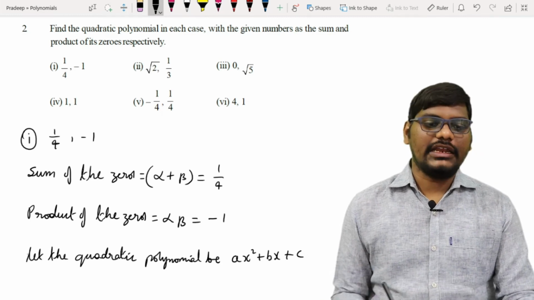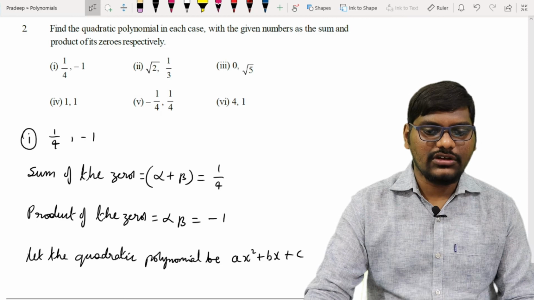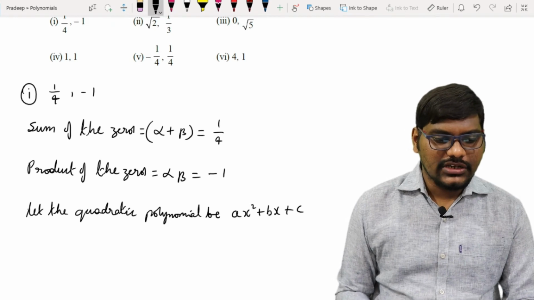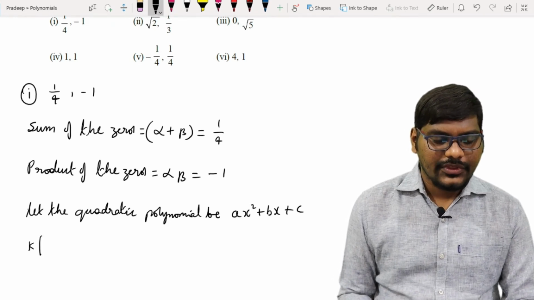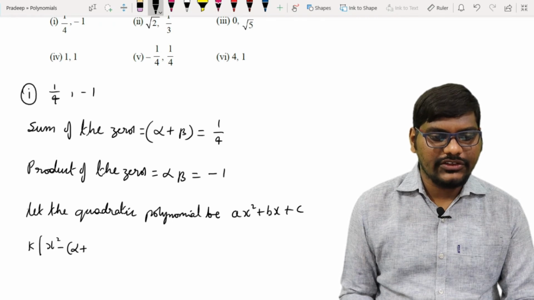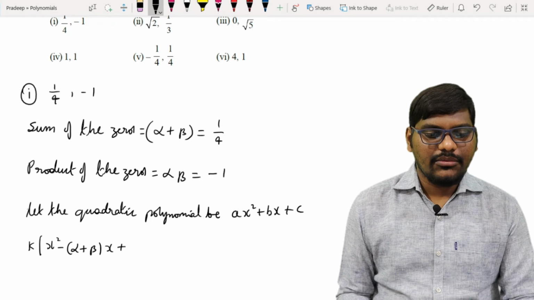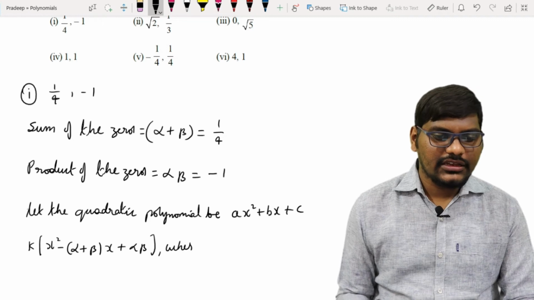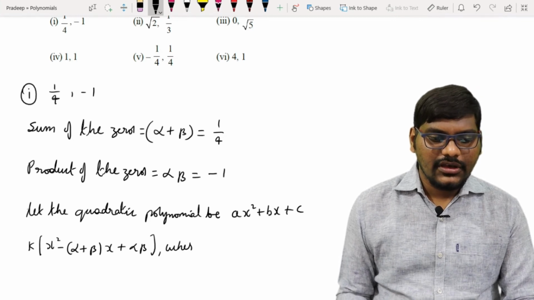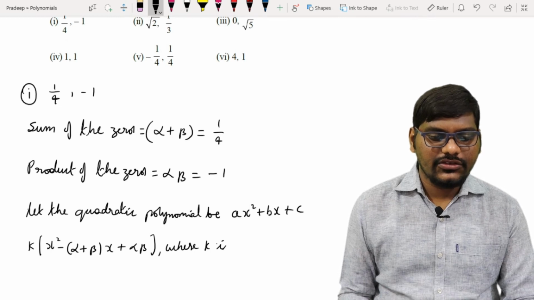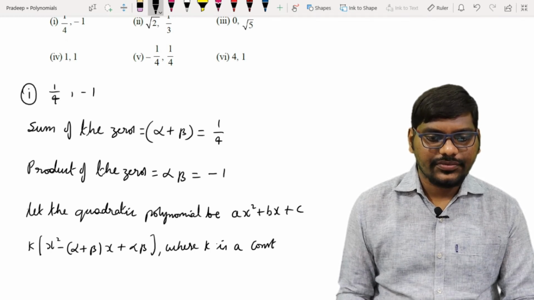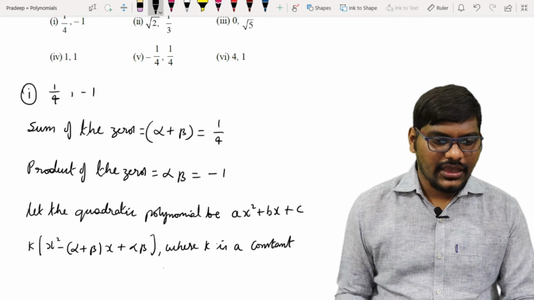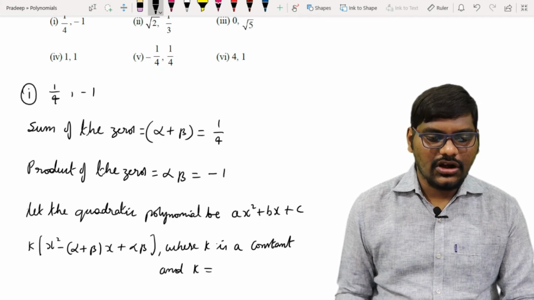Okay, according to this particular one, whenever we have the sum of the zeros and product of zeros, we'll be using this particular one. I'll write here, that is k of x square minus of sum, that is alpha plus beta, x plus alpha beta, where k is a constant. Okay, but k is not equal to 0, so I'll write that also, k not equal to 0.